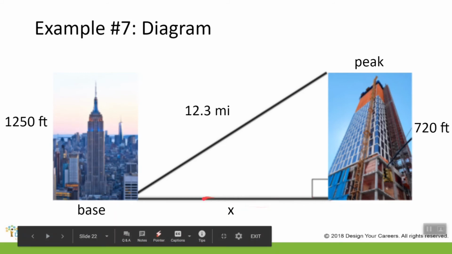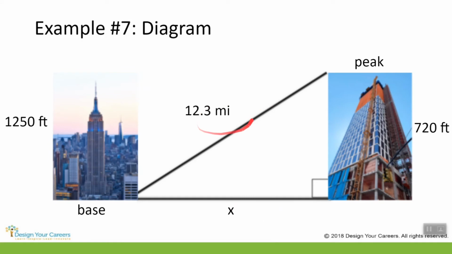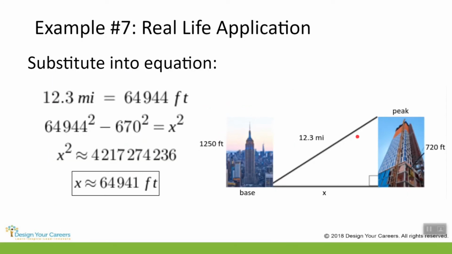So we are trying to find a leg here, which would be A or B, because we already know the hypotenuse and another leg. So what we would do here is substitute into the equation once again. But just to make it easier, you would want to make everything the same units. So you would want to convert the miles into feet. So you get 12.3 miles is equal to 64,944 feet.